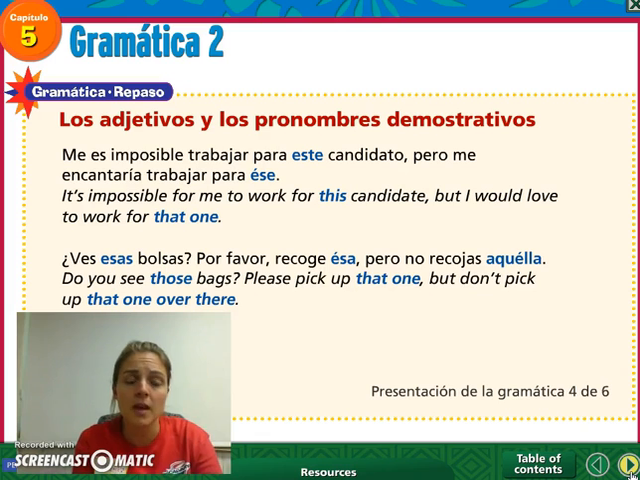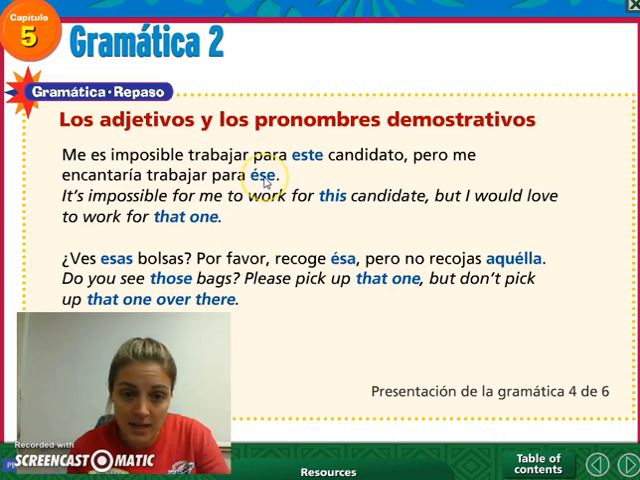Here's the first one. Me es imposible trabajar para este candidato, pero me encantaría trabajar para ese. It's impossible for me to work for this candidate, but I would love to work for that one. So that one, ese, that's the pronoun because it replaced the noun candidato.